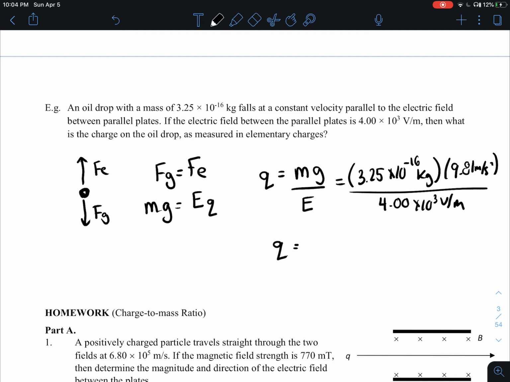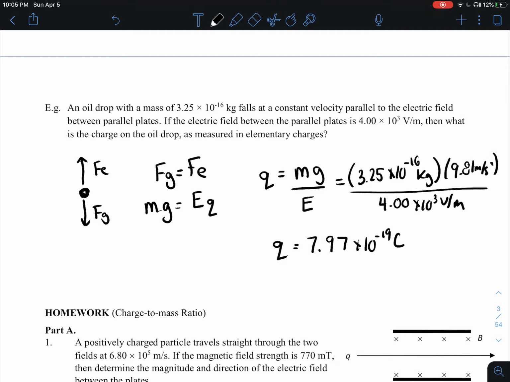And if I do this on my calculator here, 3.25 times 10 to the negative 16 multiplied by 9.81 divided by 4 times 10 to the 3, and I'm left with a charge of 7.97 times 10 to the negative 19 coulombs.